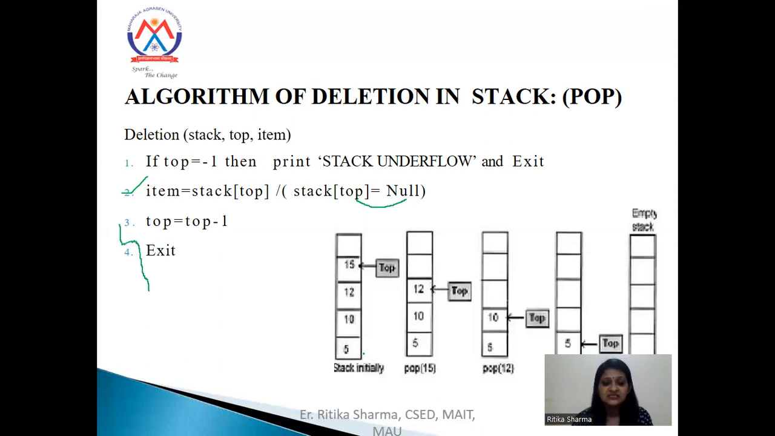For example, stack initially it has 4 elements, 5, 10, 12 and 15. Top is at location 4 at element 15. When we perform pop, it will delete the element 15, free the memory location and decrement the top by 1, and top is now at location 3 at element 12. Similarly, if we perform pop again and again, it will empty the stack and print all the popped values.